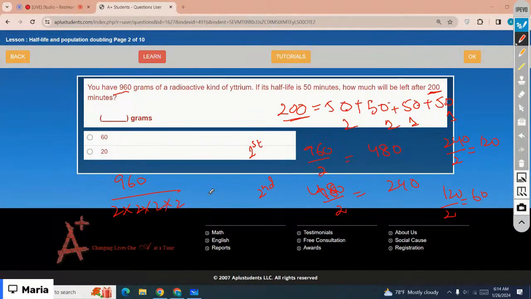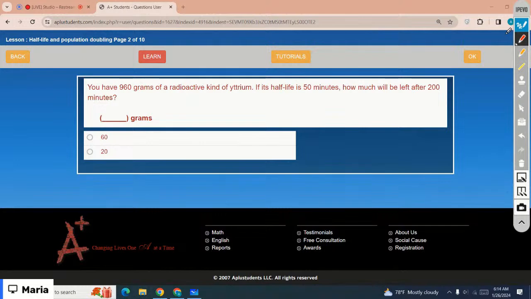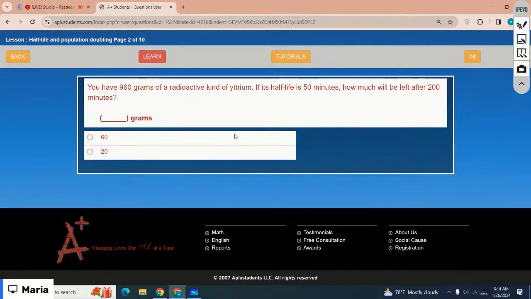Got it? If you have any question, please ask. I have tried to explain it more easily. The correct option is 60 grams.